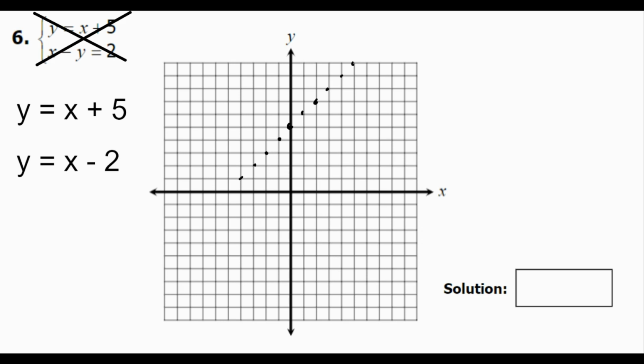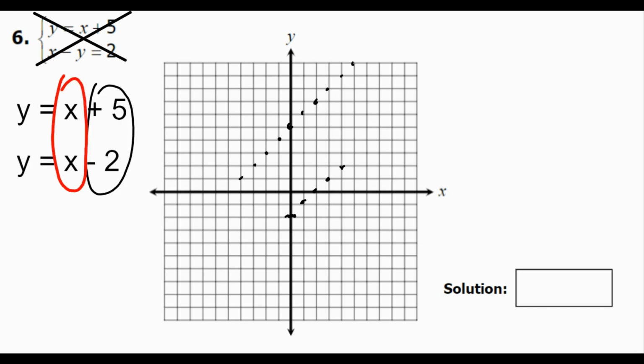Looking at my second line, I have y equals x minus 2. So I'm going to start at minus 2. And then again, my slope is positive 1. So I'm going to go up 1, right 1, up 1, right 1, up 1, right 1. Notice in these two equations, I have different y-intercepts. However, I have the same slope.